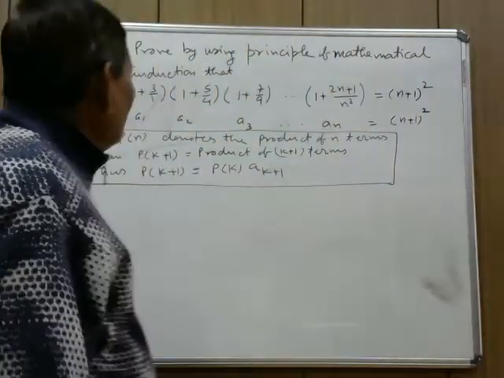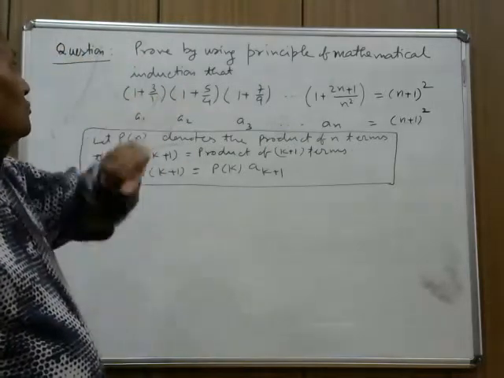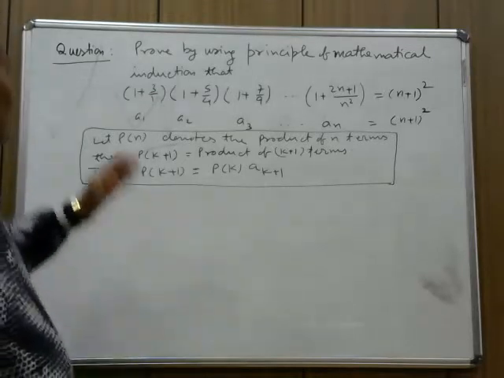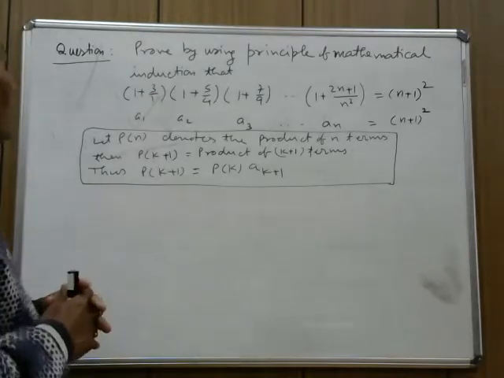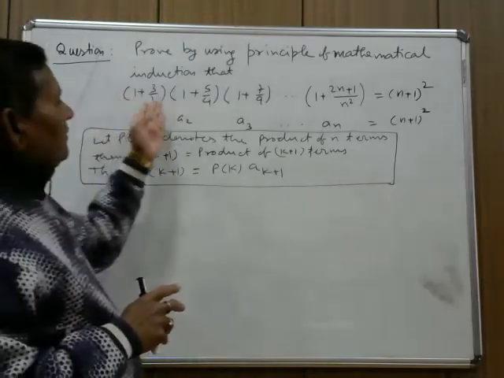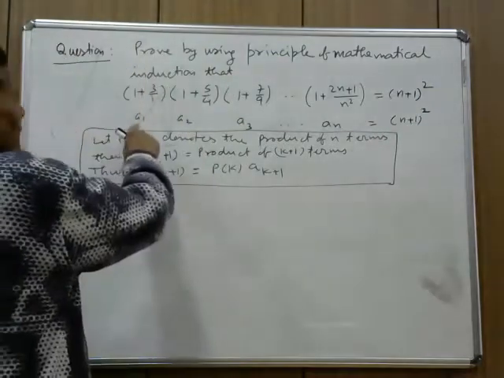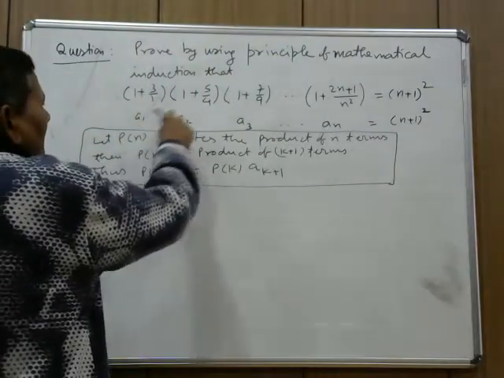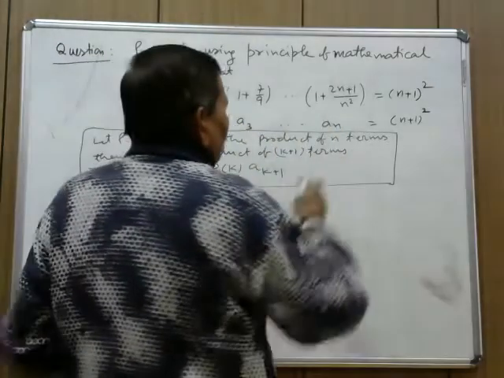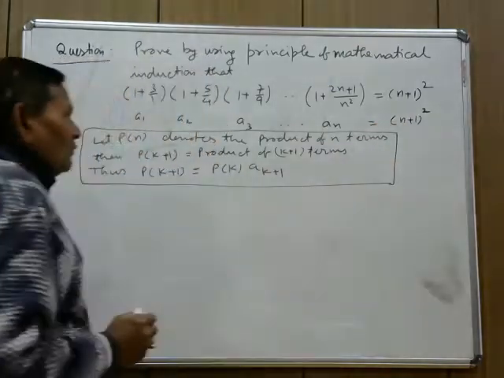Good afternoon. Today I will discuss some questions based on the principle of mathematical induction. Here I have taken one question. Prove by using the principle of mathematical induction that the product of n terms of this series equals n plus 1 whole square. I have denoted the first term by a1, second term by a2, third term by a3 and nth term by an, and the product of n terms is equal to n plus 1 whole square.